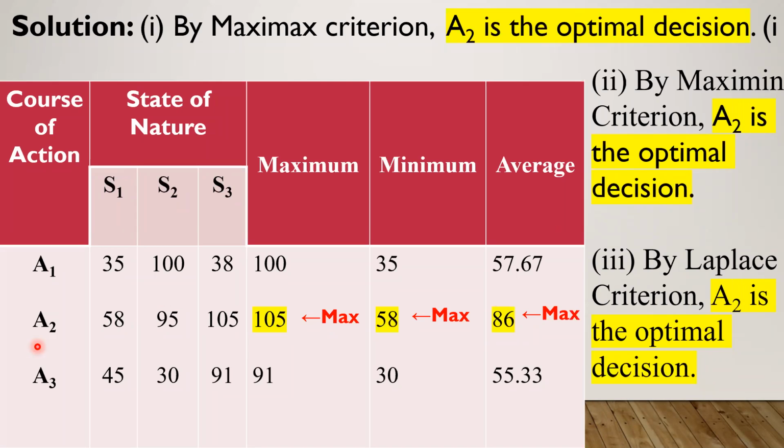For Laplace, find out the average. So this figure 57.67 is the average of 35, 100 and 38. Add all these numbers 35, 100 and 38 and divide by 3. You will get this. Similarly, 58 plus 95 plus 105 divided by 3 means the average of these three is 86. 45, 30, 91, add them, divide by 3. The average will give you 55.33. Out of these averages, select the maximum, that is 86. It is again for A2. So by Laplace criterion, again A2 is the best decision. So in this problem, by all the three criteria, you are getting the best decision as A2.